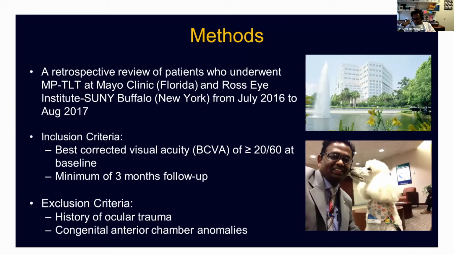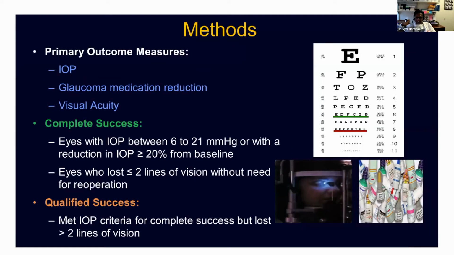I know that during this COVID season there's no more touching, but this is one of my colleagues. The basic idea of looking into it was to check the IOP, how it measures over time, glaucoma medication, and then the visual acuity.